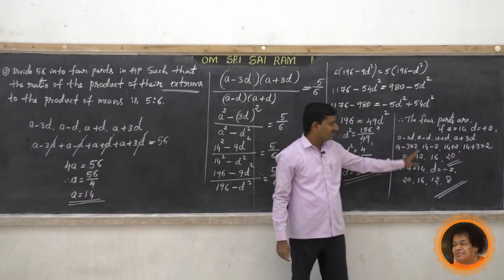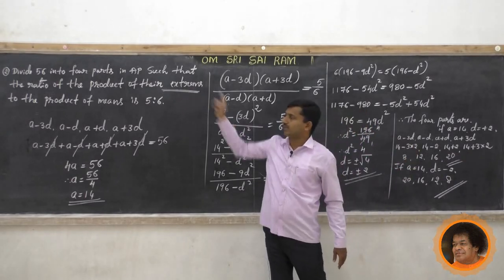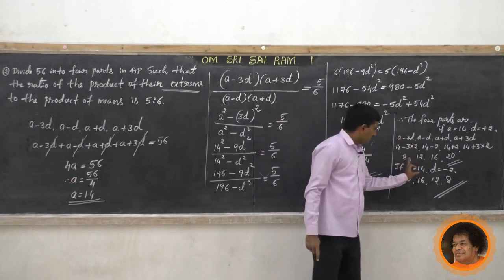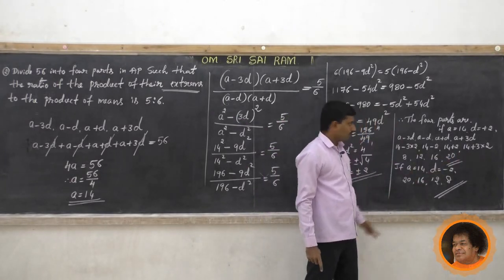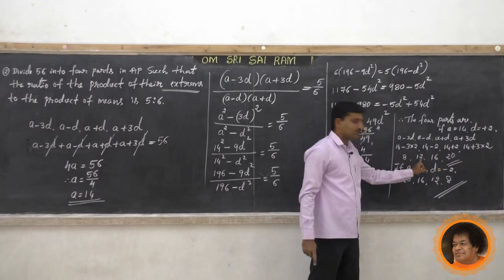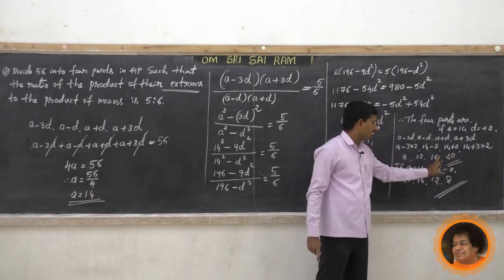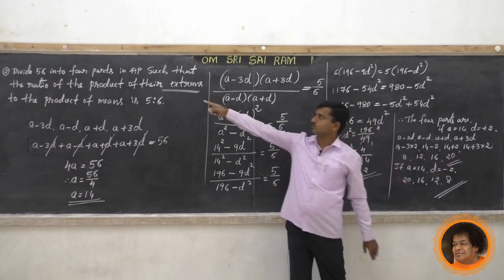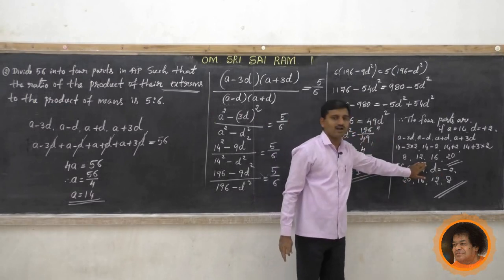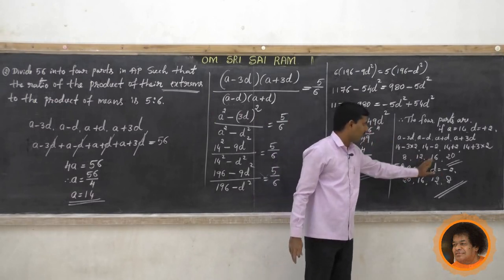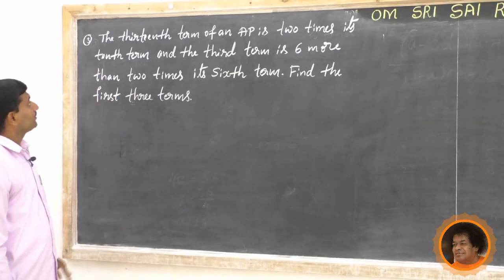Now check whether the answer is correct or wrong. Divide 56 into 4 parts in AP. 8, 12, 16, 20 are in AP. What is the sum? 8 plus 12 is 20. 20 plus 20 is 40. 40 plus 16 is 56. So this is the required numbers, the parts 8, 12, 16, 20. Next we pass on to the next question.